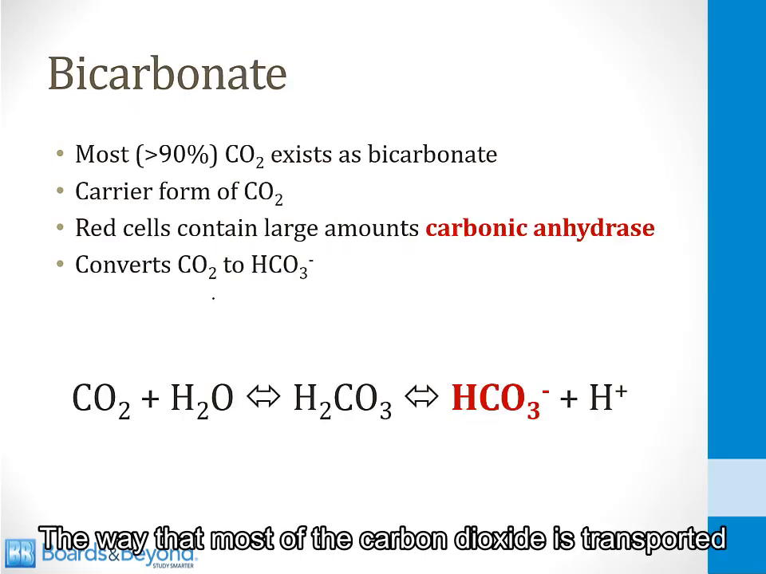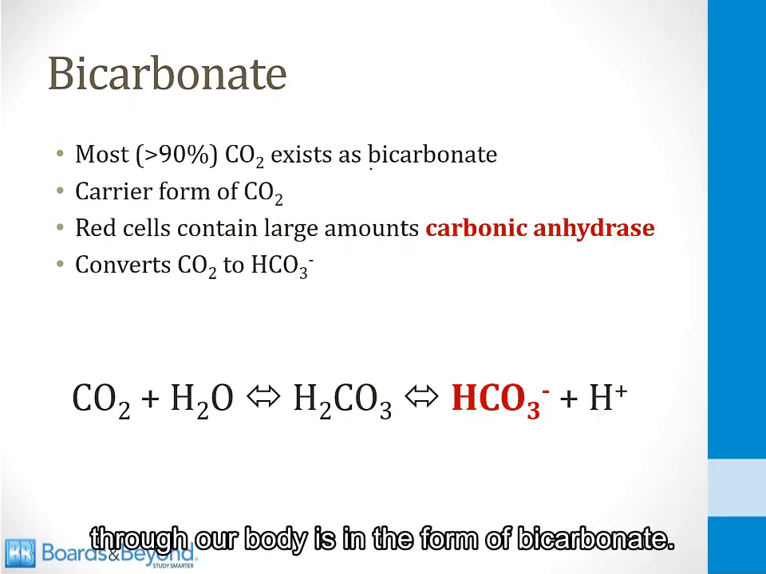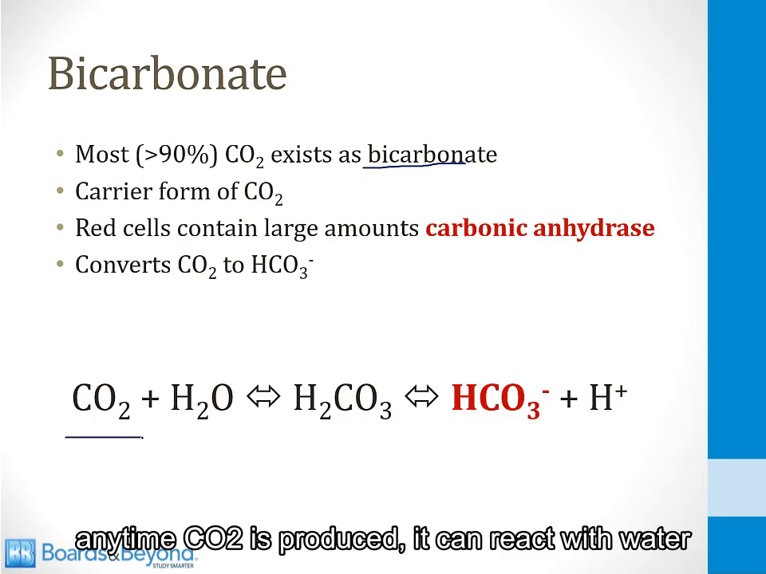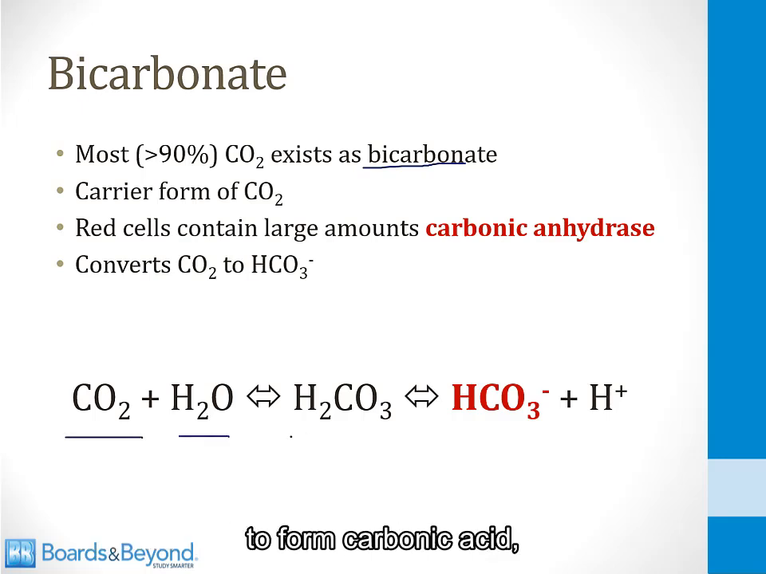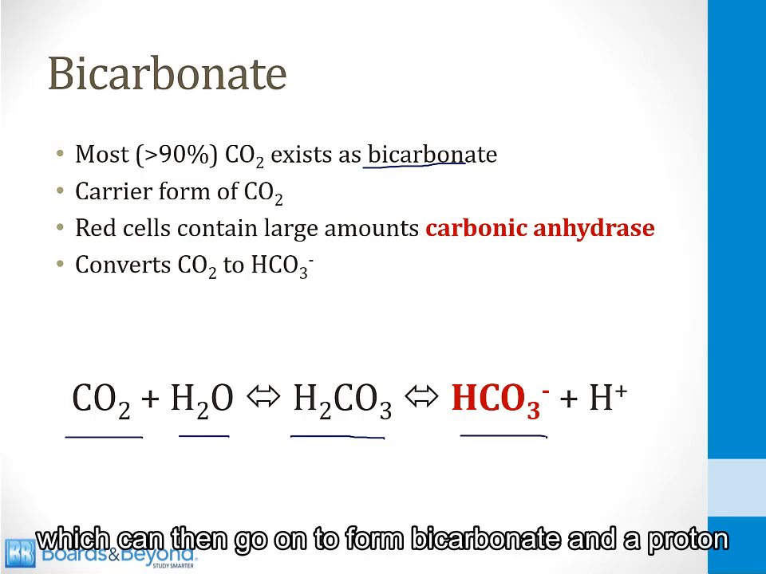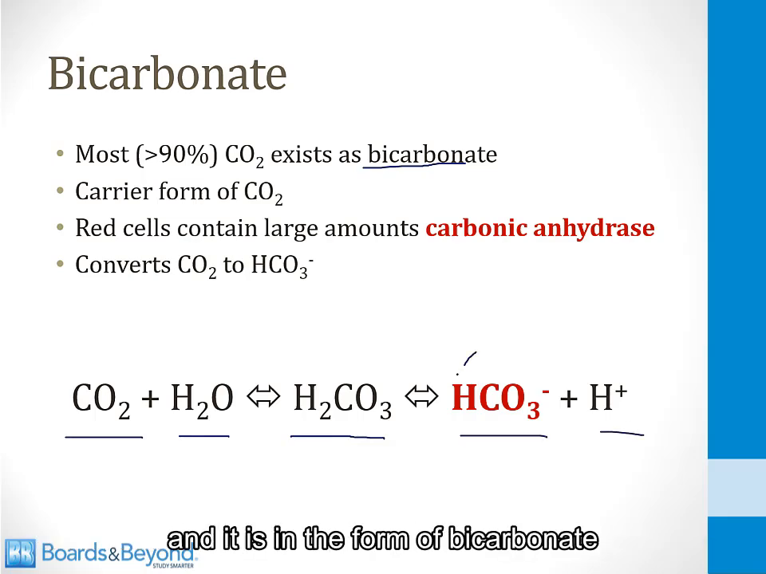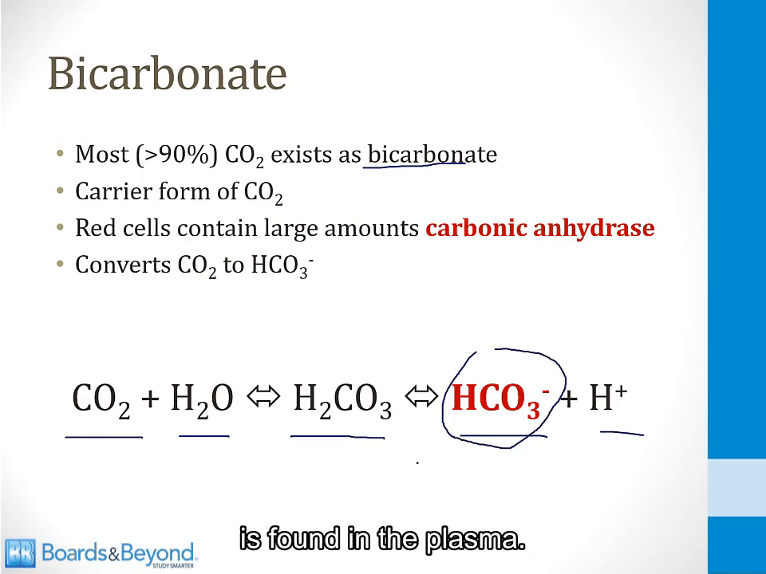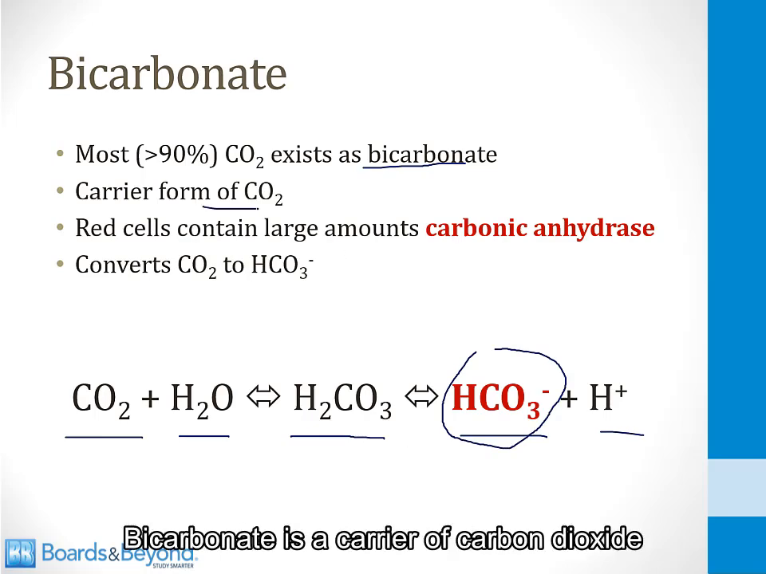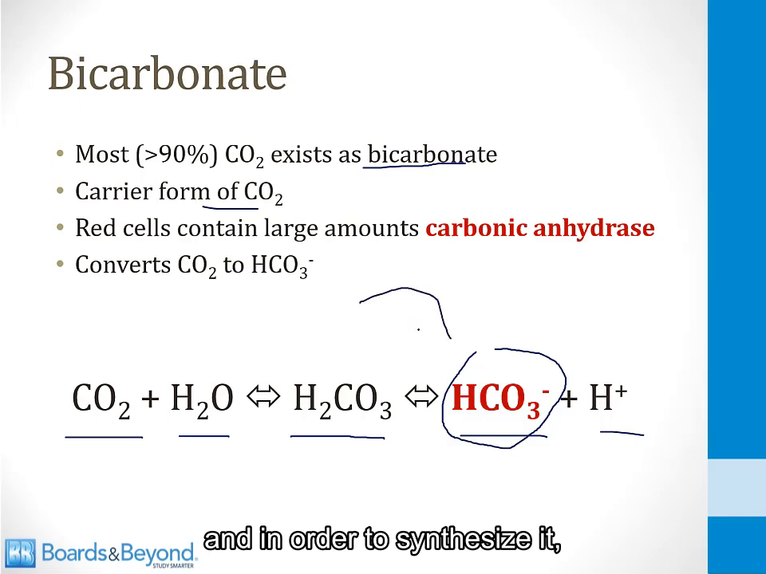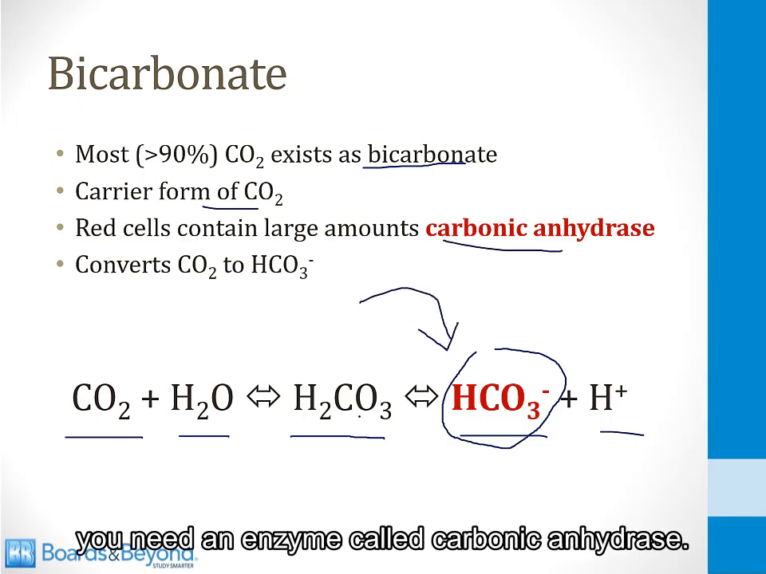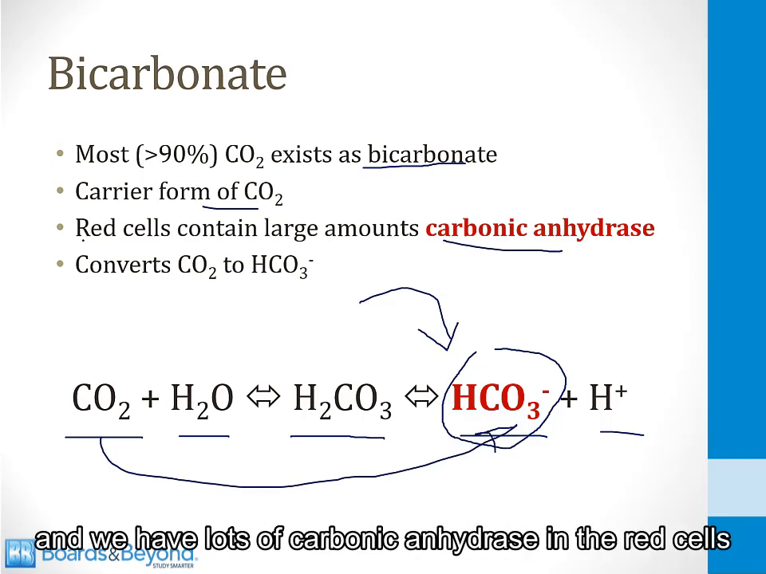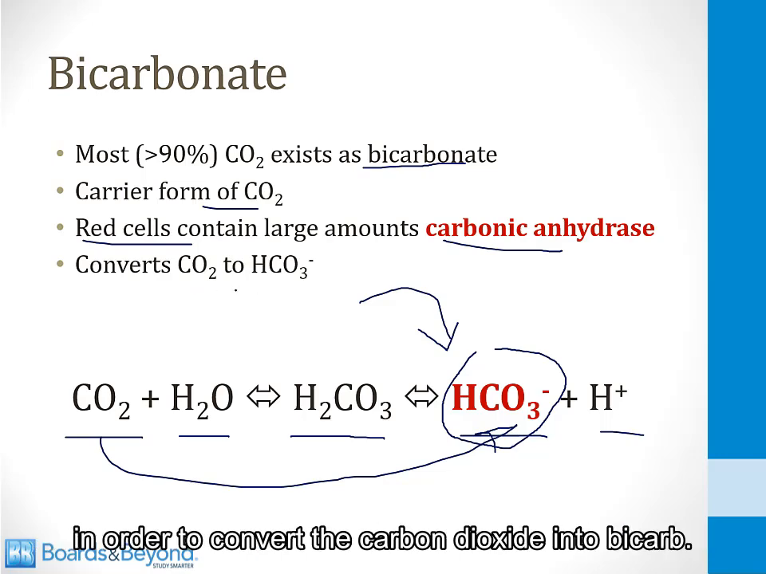The way that most of the carbon dioxide is transported through our body is in the form of bicarbonate. If you look at the bottom of the screen, anytime CO2 is produced, it can react with water to form carbonic acid, which can then go on to form bicarbonate and a proton. And it is in the form of bicarbonate that most of the carbon dioxide our cells produce is found in the plasma. Bicarbonate is a carrier of carbon dioxide, and in order to synthesize it, you need an enzyme called carbonic anhydrase. This enzyme will convert the CO2 into bicarbonate, and we have lots of carbonic anhydrase in our red cells in order to convert the carbon dioxide into bicarb.